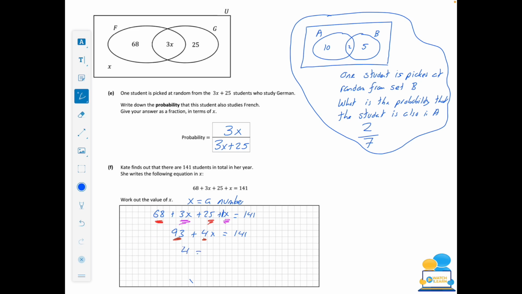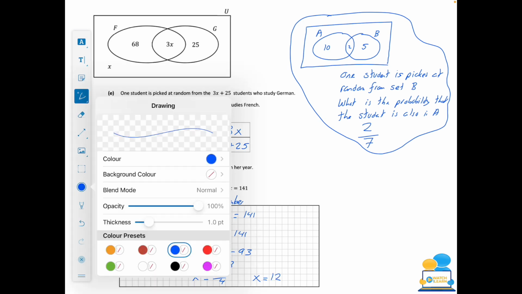So it's going to be 4x is equal to 141 minus 93. So 4x is equal to 48. Okay, now I'm really close to my answer. We want x is equal to a number, but unfortunately we have 4x is equal to a number. So we need to get rid of this 4. To get rid of that 4, you're going to divide both sides by 4. So you'll be left with x is equal to 48 divided by 4. So x is equal to 12.